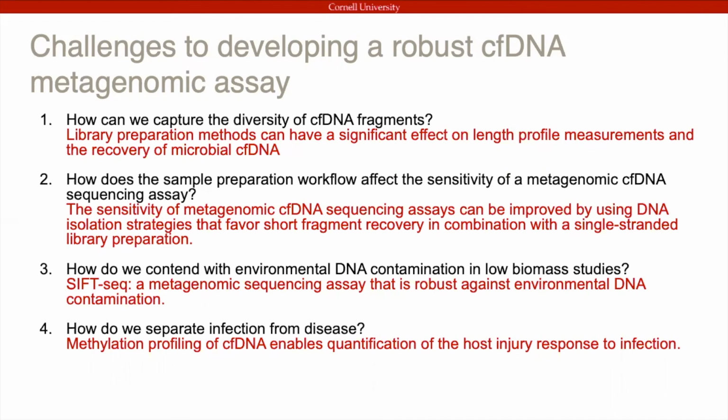One really easy strategy is just to change the DNA isolation strategy you use, to use one that is more sensitive to short fragments. And finally, there are new ways that we're proposing to combat the effects of environmental DNA contamination. The method we introduced uses bisulfite tagging to identify and remove contaminant DNA. At the same time, this allows us to perform methylation profiling, which will allow us to separate infection from disease.